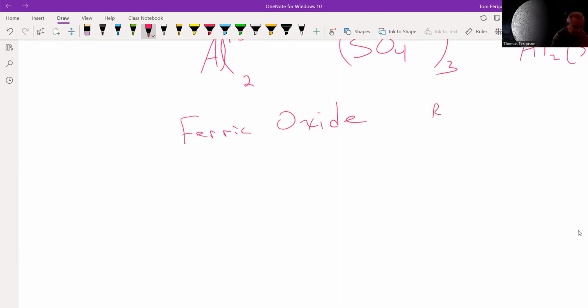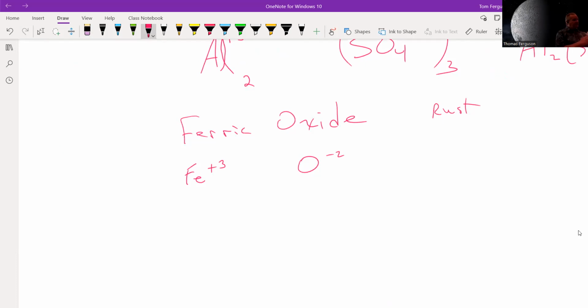Ferric oxide, also known as rust. What is the formula for ferric oxide? Well, ferric, you look on the left side of your common ion chart. It's Fe plus 3. Oxide on the right side is going to be O minus 2. So do these balance out? This is a 3 and the 2, just like the aluminum sulfate. So whenever you get a 3 and 2, I want you to think 6.